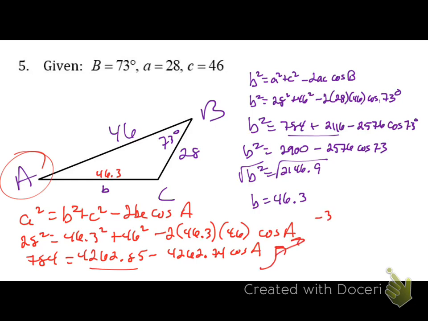So we get negative 3478.85 equals negative 4262.73 cosine of A. Now divide by the negative 4262.73.